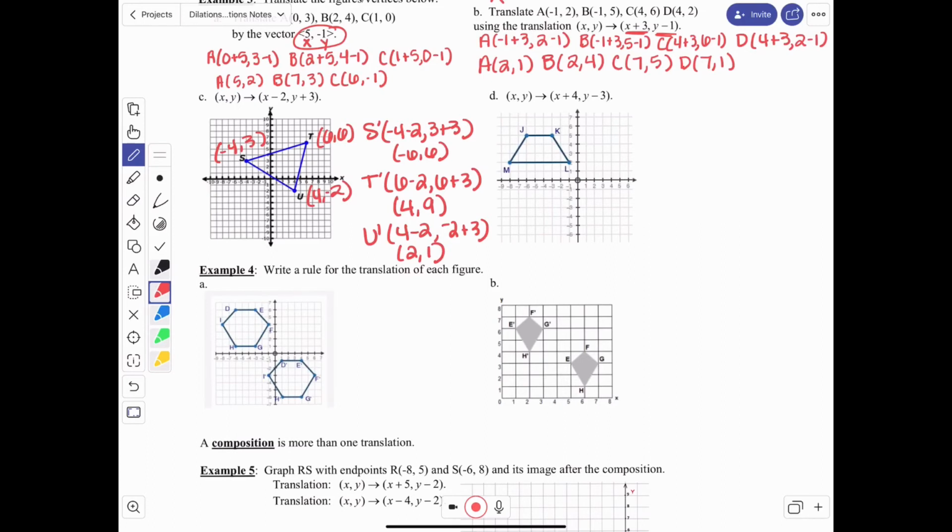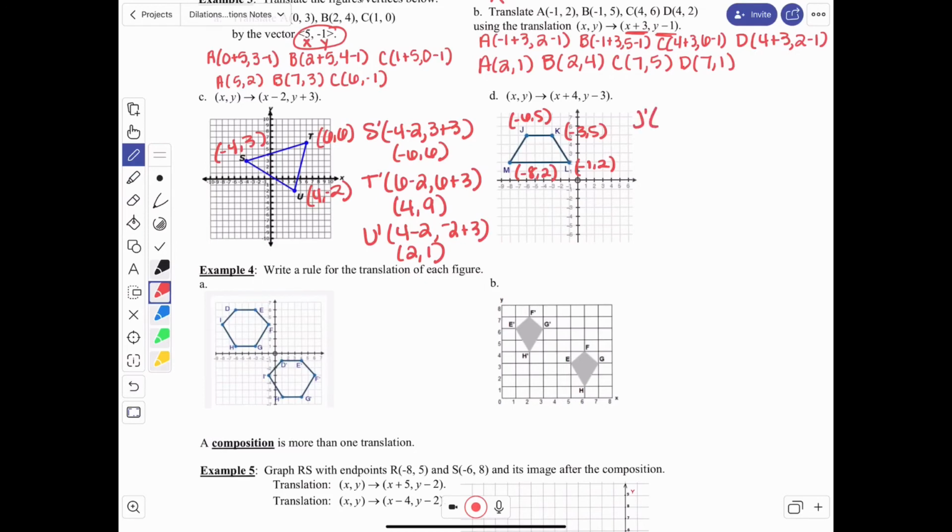All right, for D, the same thing. We have to figure out what our coordinates are. For J, we have negative 6, 5. For K, we have negative 3, 5. For L, we have negative 1, 2. And for M, we have negative 8, 2.